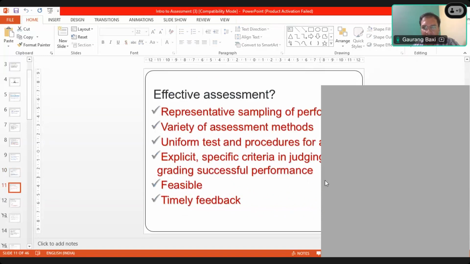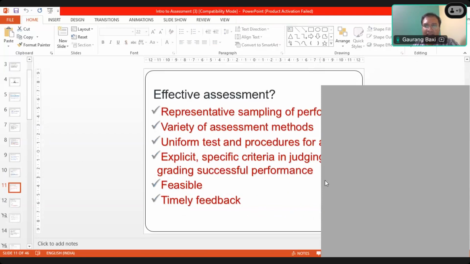So an ideal or effective assessment should have a representative sampling of performance. A variety of assessment methods should be used. Yes, this point was left out. We should not be dependent on any one kind of method or tool, but we should try to incorporate multiple methods of assessment in any kind of exam.